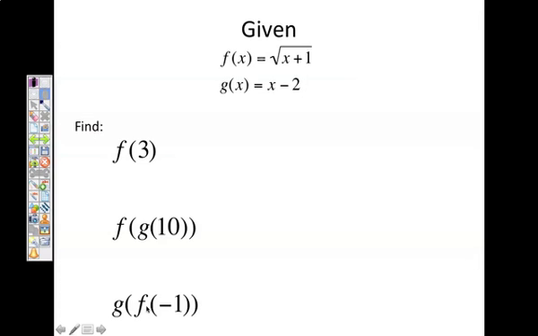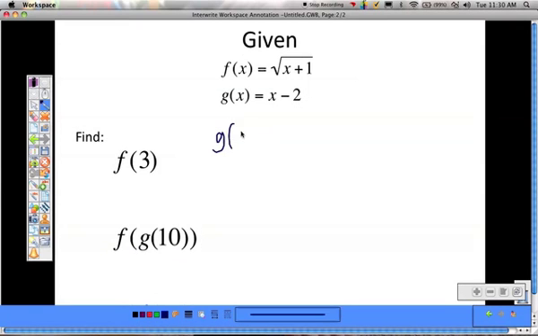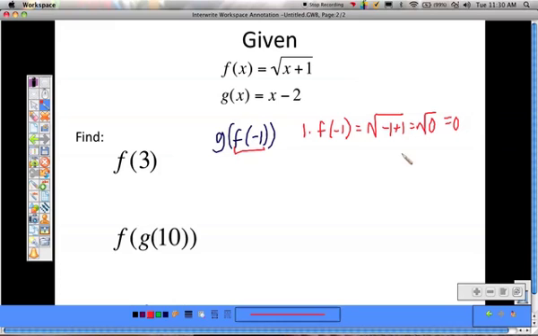There's one more, g of f of negative 1. Let me write that up here because it gets cut off. G of f of negative 1. First step, start with the inside, f of negative 1. We're going to plug in a negative 1 plus 1. We get the square root of 0, which is 0. So we have f of negative 1 equals 0.